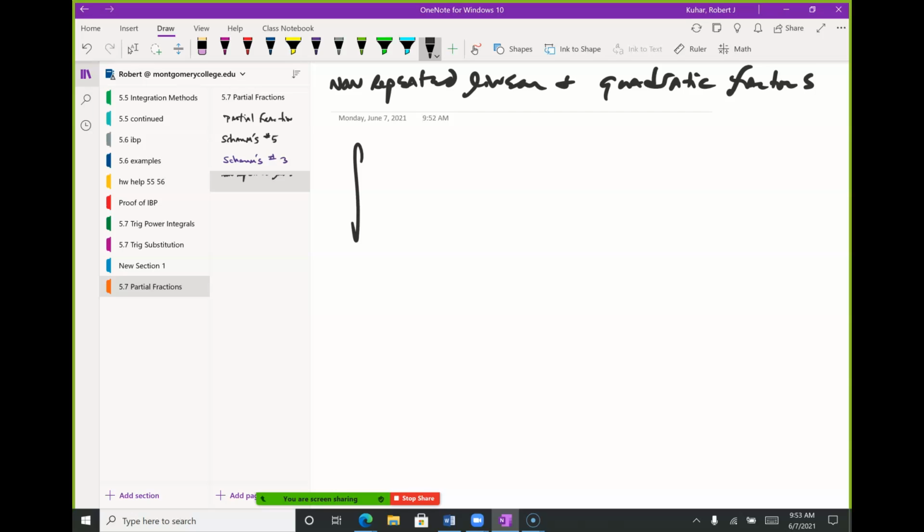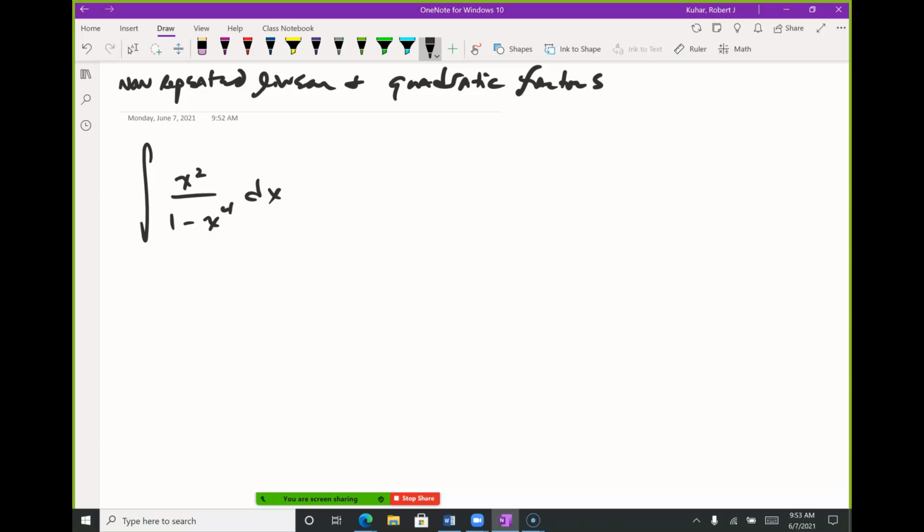So this is an easy one. This has an x squared over 1 minus x to the 4th dx. So this is no long division needed, right? There's a couple in Chalmers where you need long division, and there's a couple in the book where you need long division. So make sure you practice one of those. I don't typically put one on.